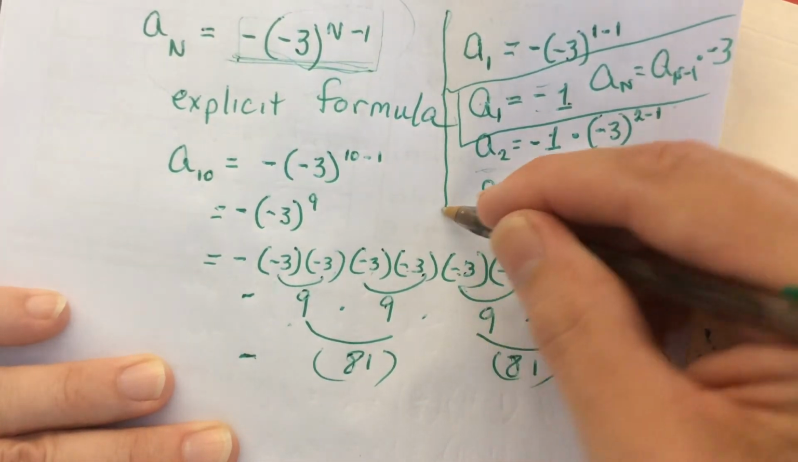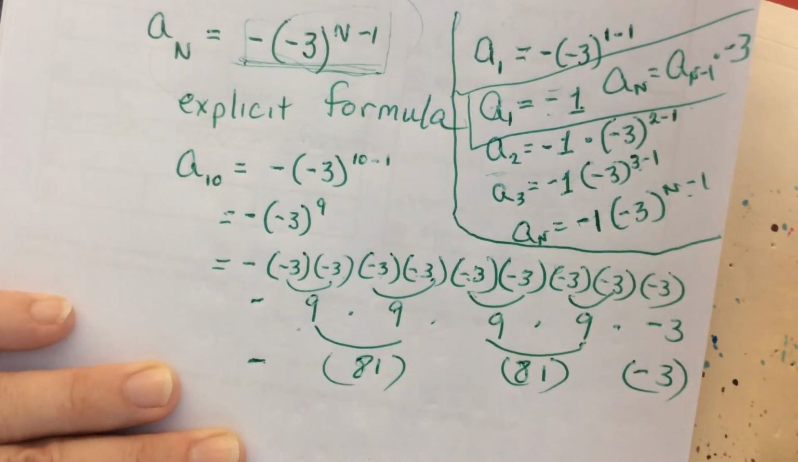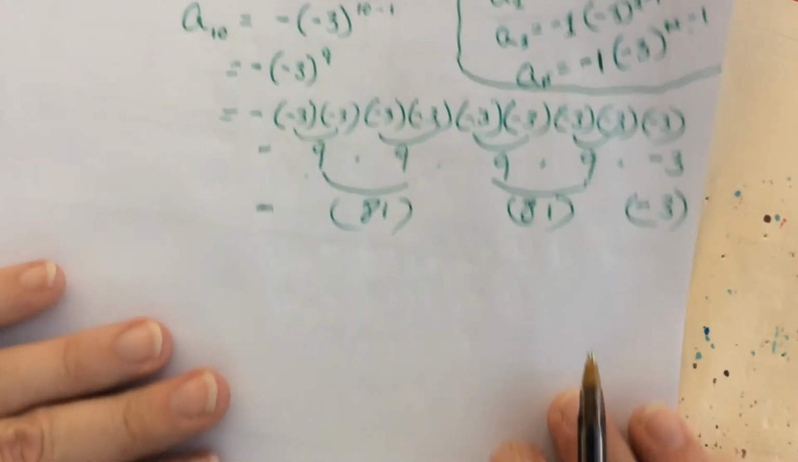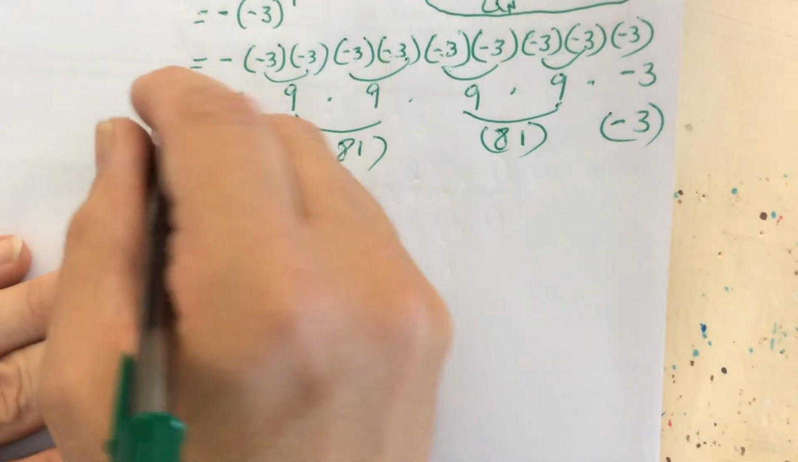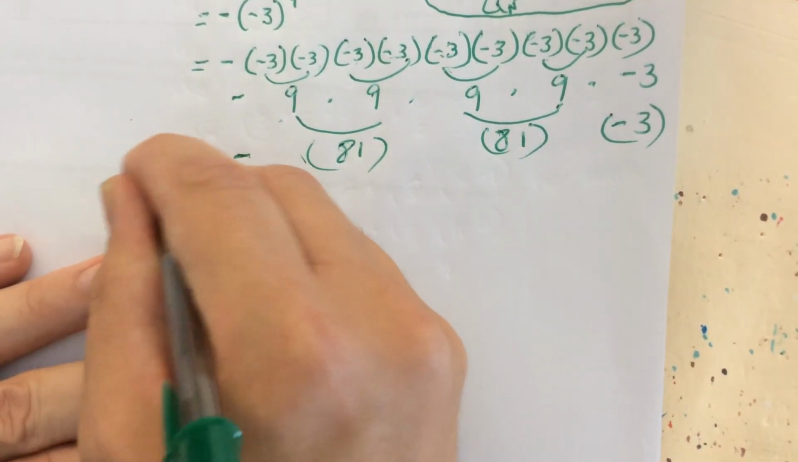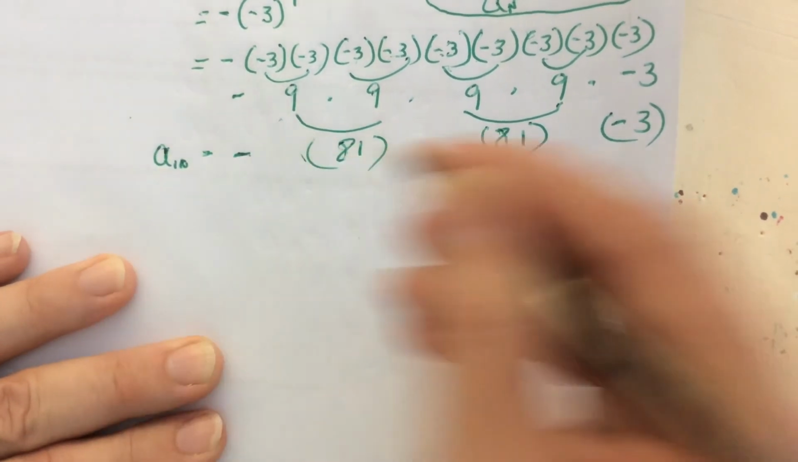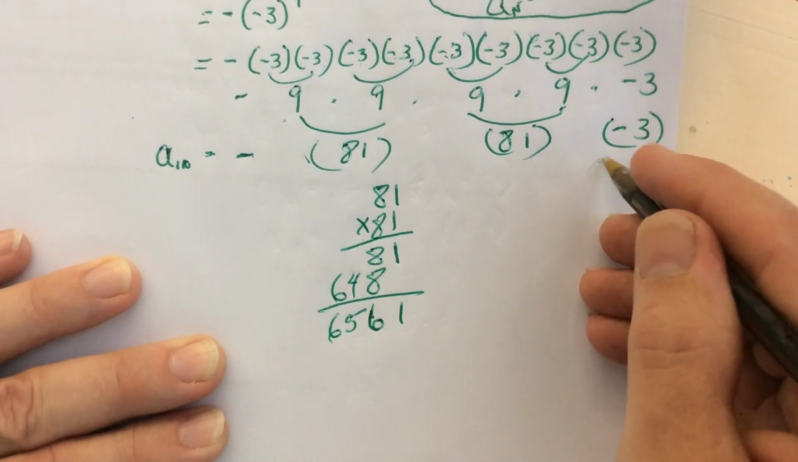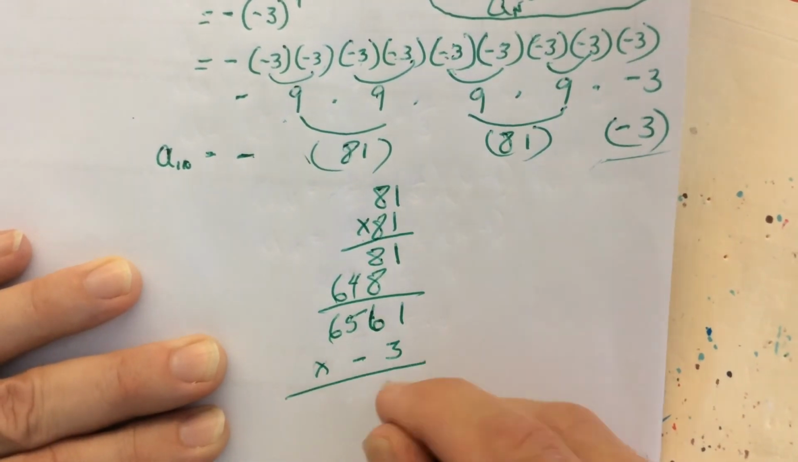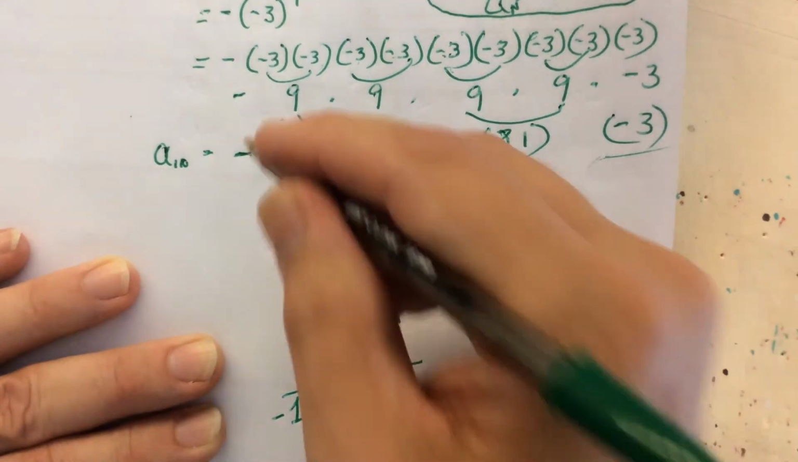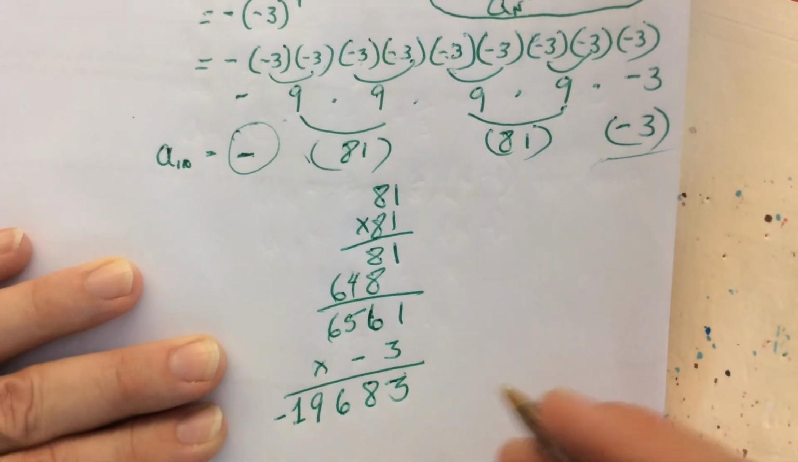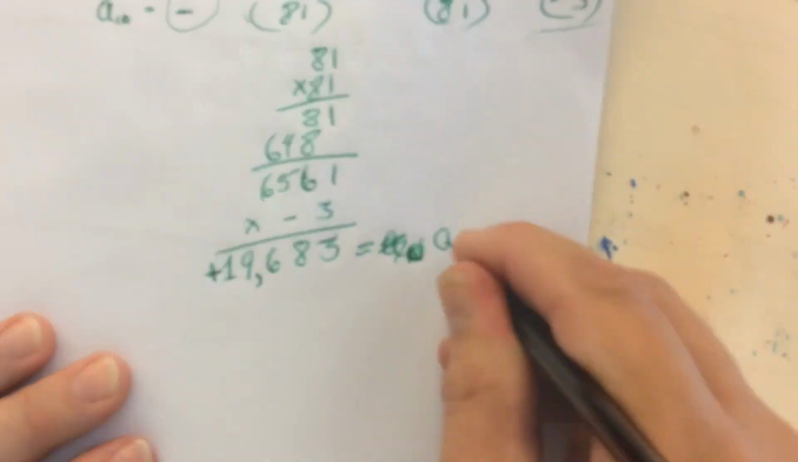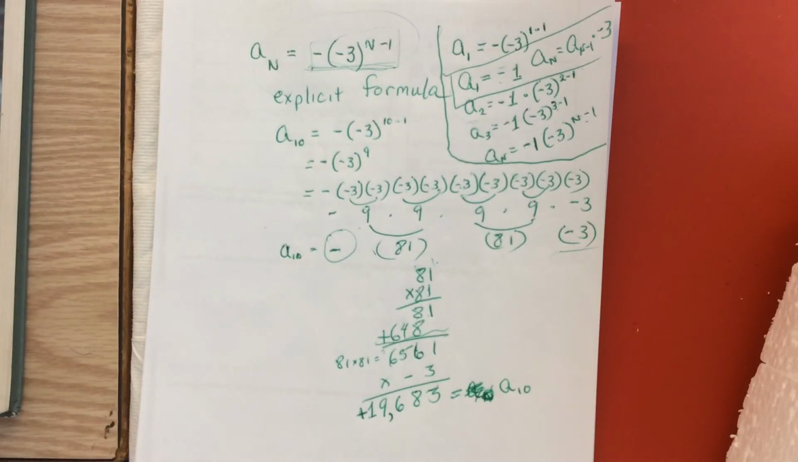But we weren't asked at this point to figure that part out. We were asked to figure out what the 10th term is. So all we have to do now is multiply 81 times 81, and then multiply that by -3, and then take the inverse of that. So that's how to find the term, whether you're given an explicit formula or a recursive one.